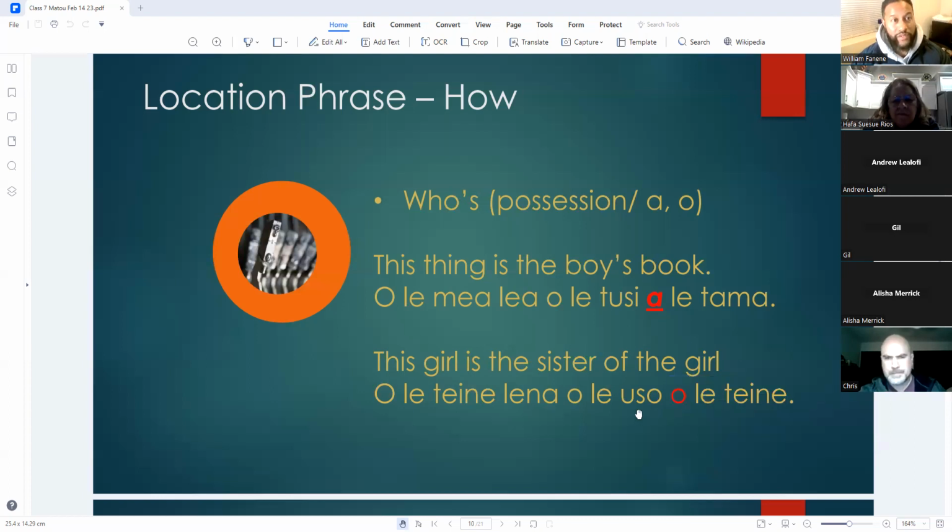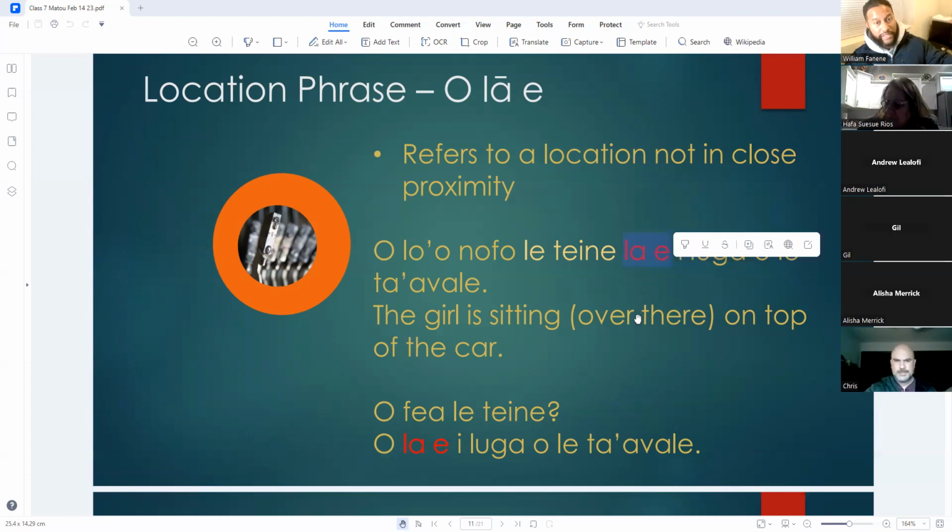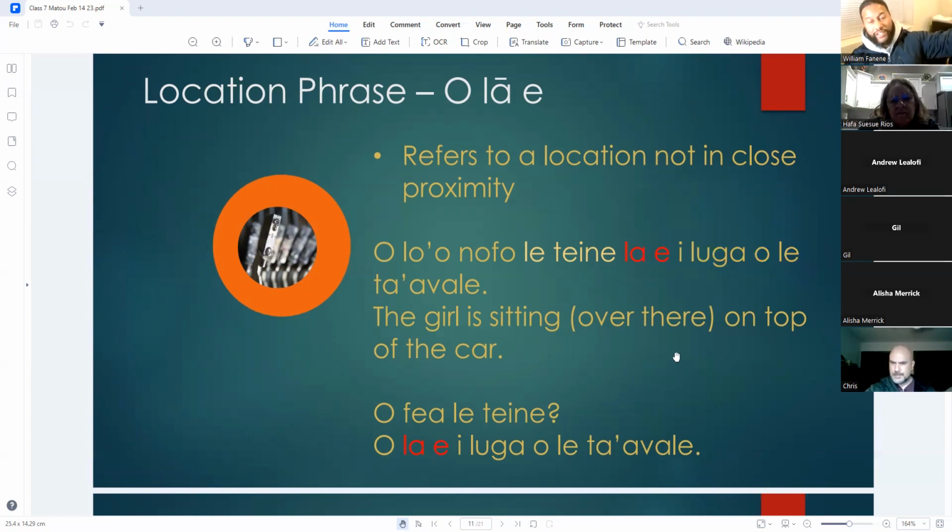Okay. So, and then we talked about olae. Lae just means, again, it's just another way to start your location. It's a preposition. So olo onofo letene. So the girl is sitting olo onofo letene, like over there, lae ilunga. So the lae is gonna precede or come before our ilunga statement or ilalo, lae ilunga o, lae ilalo o, like over there above the car. So the girl is sitting over there on top of the car. Olo onofo letene lae ilunga o le ta'avale.